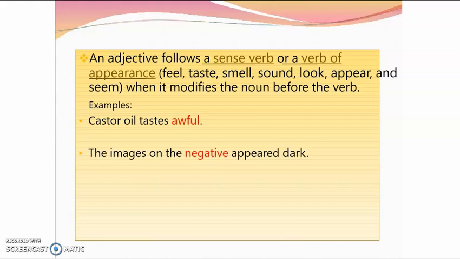Castor oil tastes awful. The adjective awful here describes castor oil. It modifies the noun oil. And awful is coming after the verb tastes. The ocean air smells fresh. Here the adjective fresh modifies the ocean air. And also we have another adjective here, ocean, that modifies air.